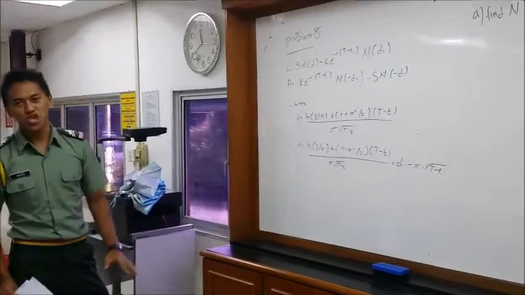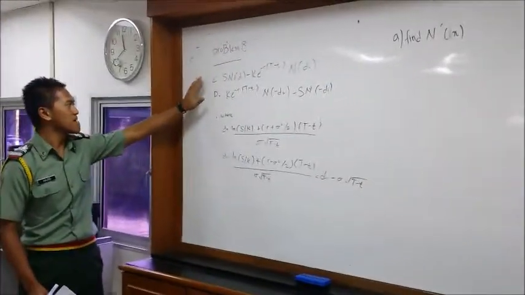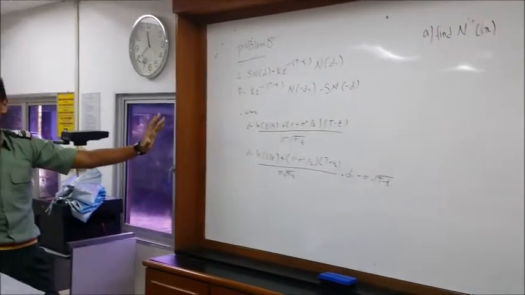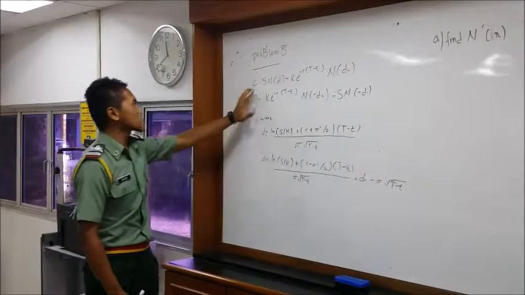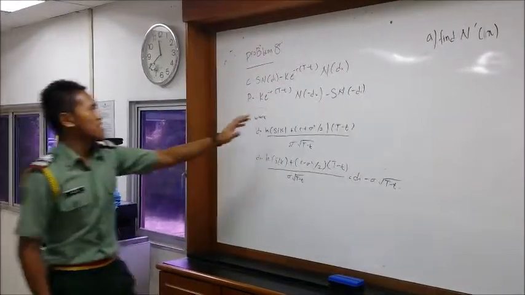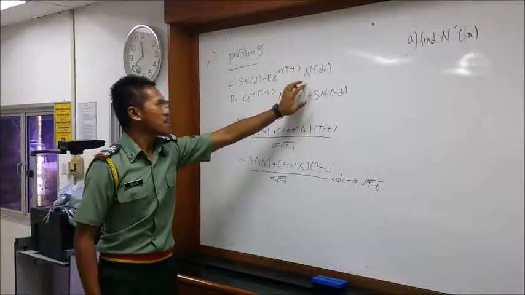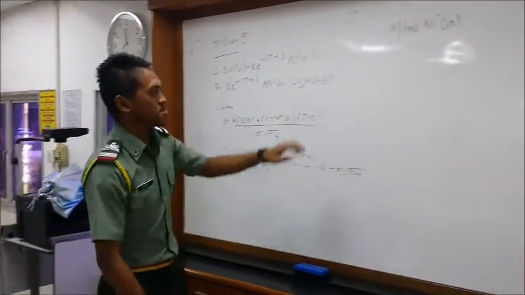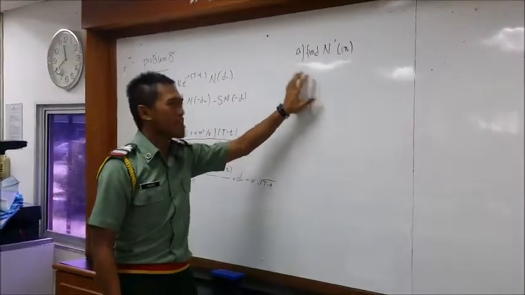Today I will solve problem number 8 that is given to me. In this question, we are given the variables C and P, which are for the stochastic process. C equals S N of d1 minus K e to the power of minus r times T times N of d2. The given question is A: find N prime of x.